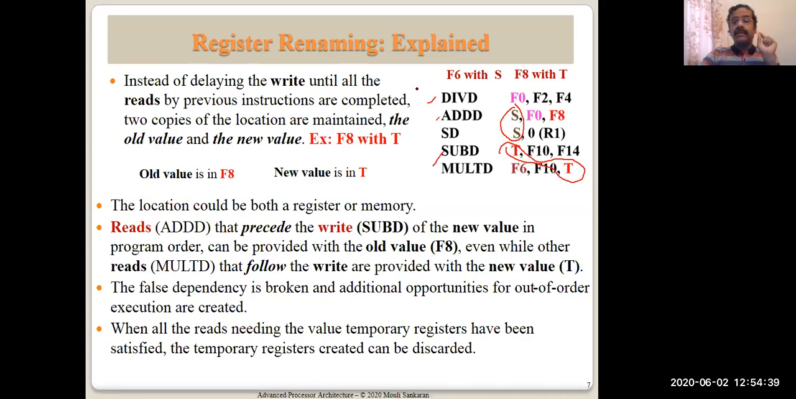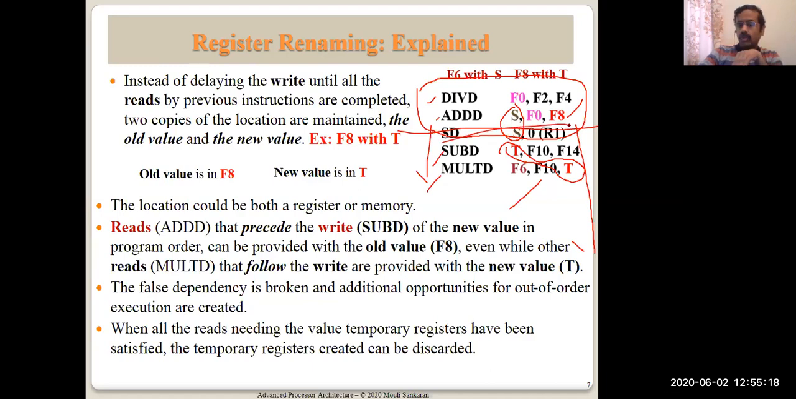I am only removing the hazard getting percolated or affecting many instructions. I do not want the hazards to impact instructions which are farther away from me. Can I remove the dependency somewhere, disconnect them, and remove the impact of this dependency on this instruction? That's all. We have removed the dependency which was there between these two.